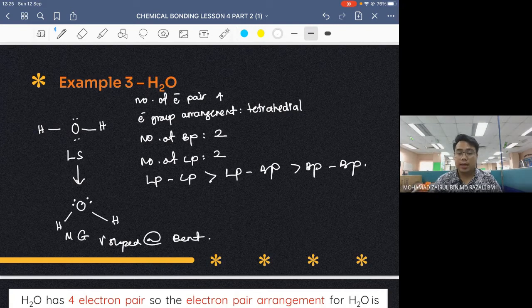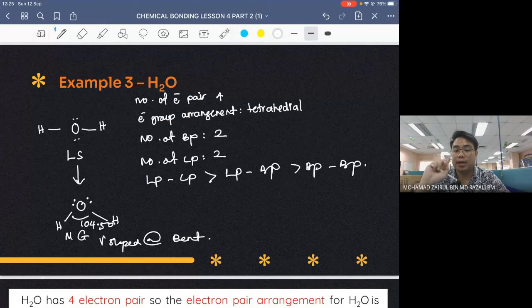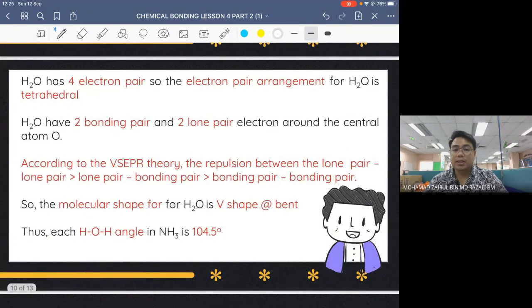Okay. So sebab dia ada lagi banyak lone pair daripada ammonia, angle dia akan lagi rendah daripada 107.3. So the actual angle is 104.5 degree. So awak boleh tulis bond angle tu dalam ayat ataupun awak boleh tulis bond angle tu dalam drawing molecular geometry itu. So nak terangkan pun sama macam yang saya terangkan tadi.